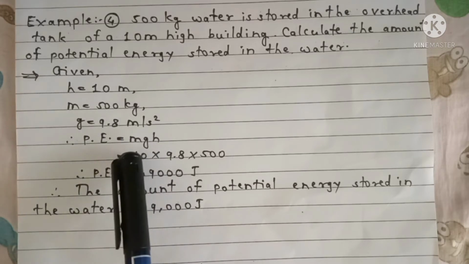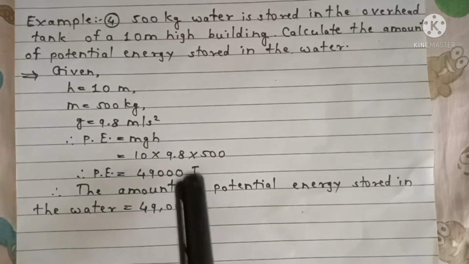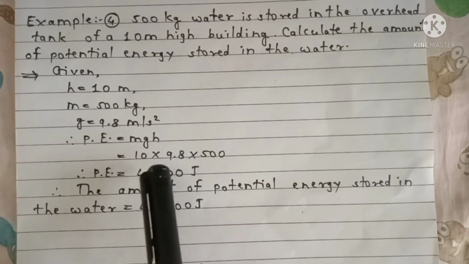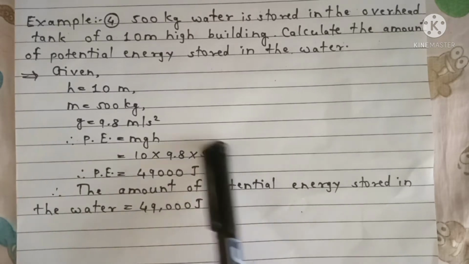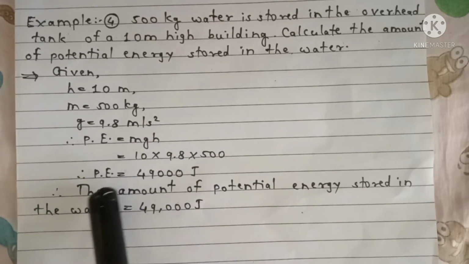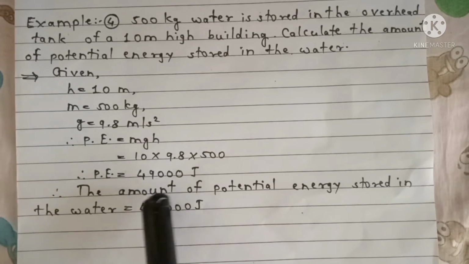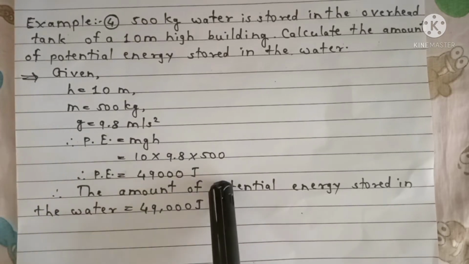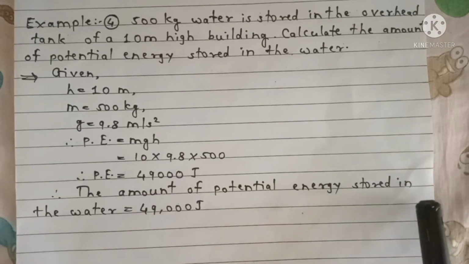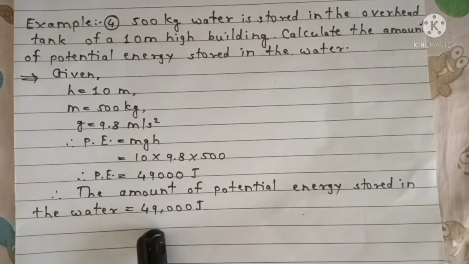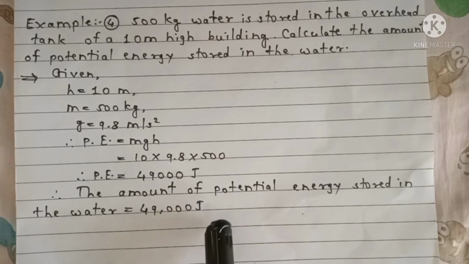And we know potential energy is equal to mgh. So let us put the values. So 10 into 9.8 into 500. So after multiplication we will get potential energy is equal to 49,000 joule. So therefore the amount of potential energy stored in the water is equal to 49,000 joule.